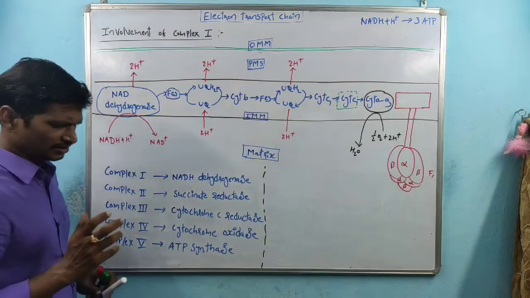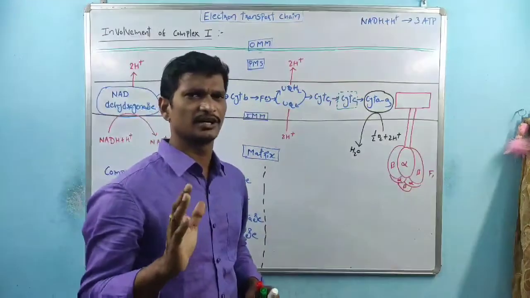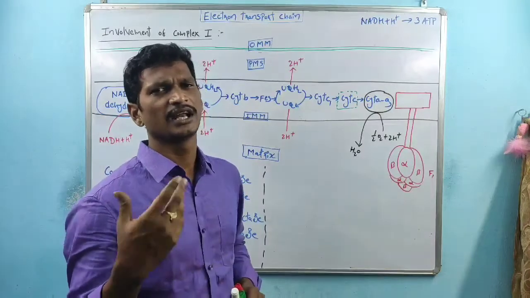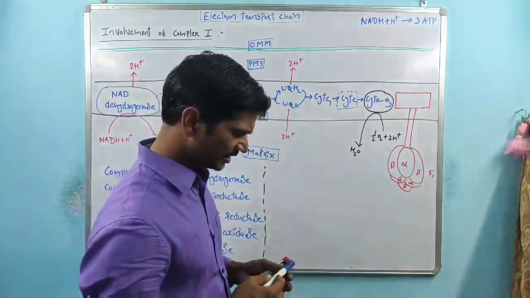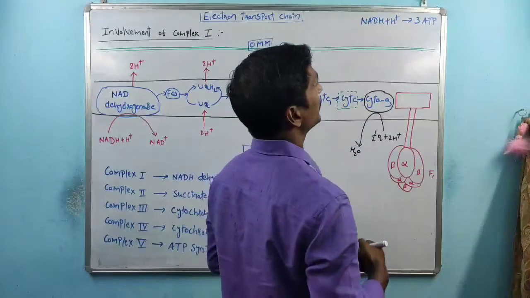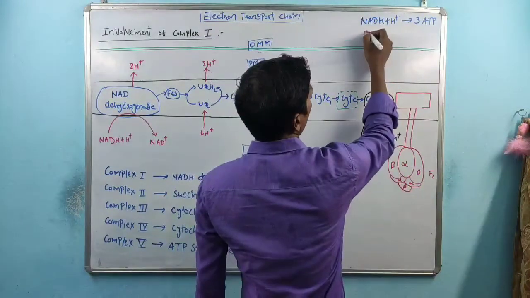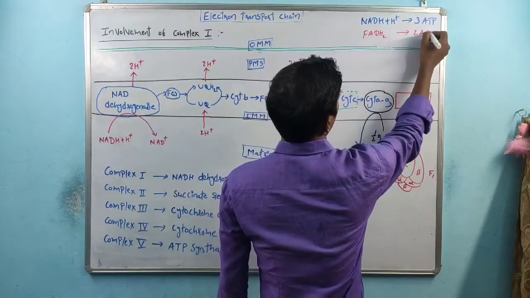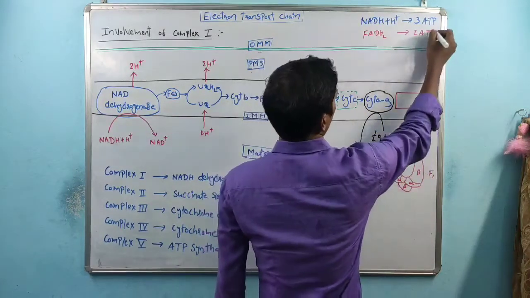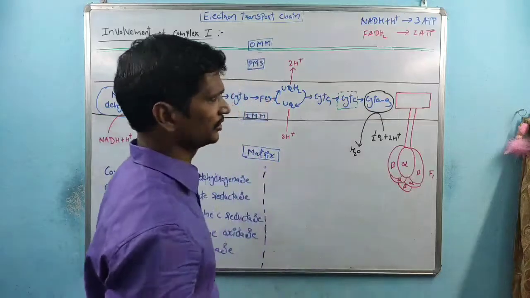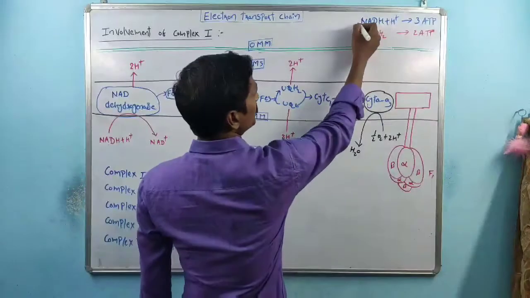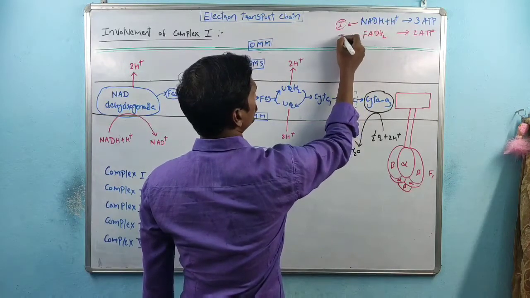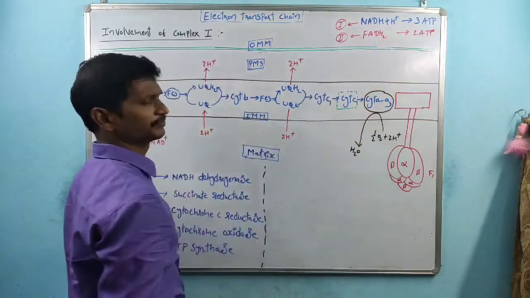Within the TCA cycle, high energy compounds are produced. Those high energy compounds interact with the electron transport chain. One is NADH plus H plus, and the other is FADH2. The FADH2 is equal to 2 ATPs. So NADH plus H plus interacts with complex 1 and FADH2 interacts with complex 2, right?